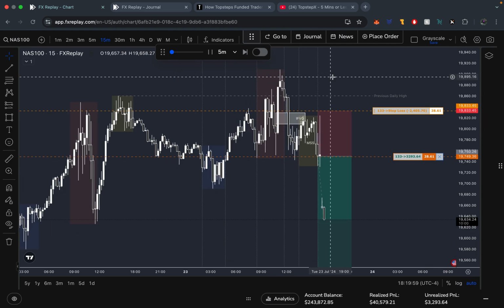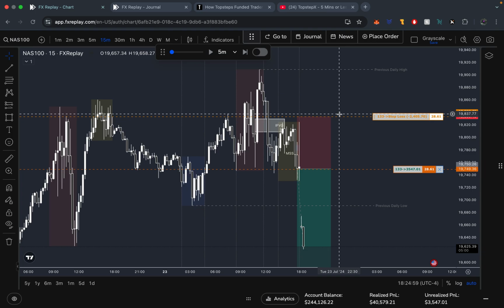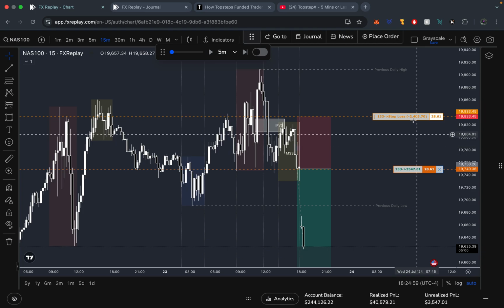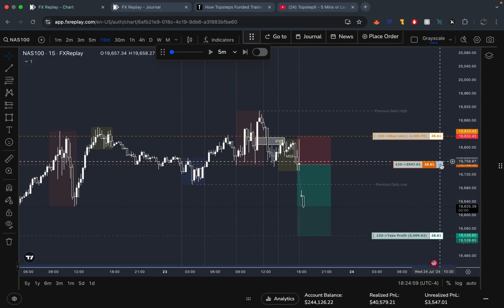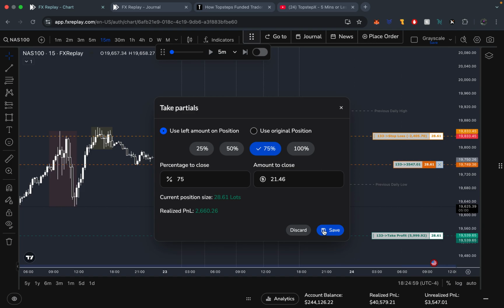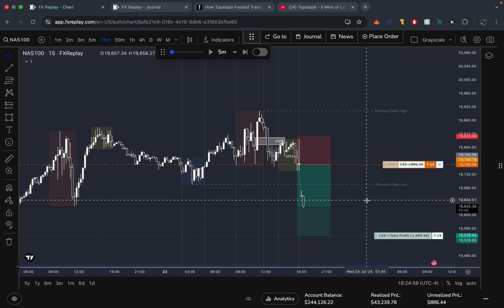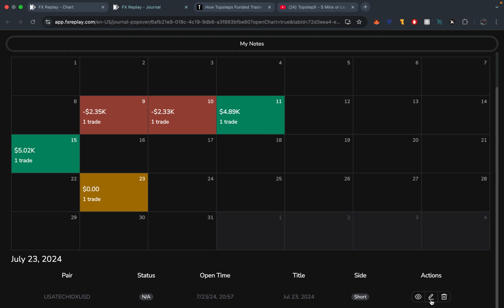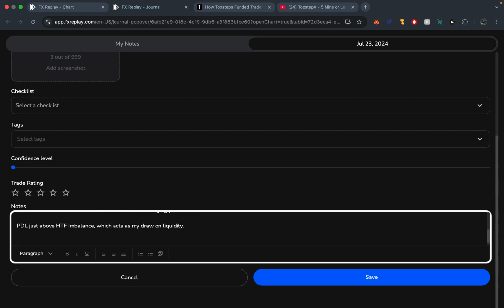So you can see we've opened the next day. Just see where the new previous daily high and low is. Due to the fact that we have already come below previous daily low, what I'm going to do here is close 75% of the trade, move stop to break even, journal this as well. 75% closed.